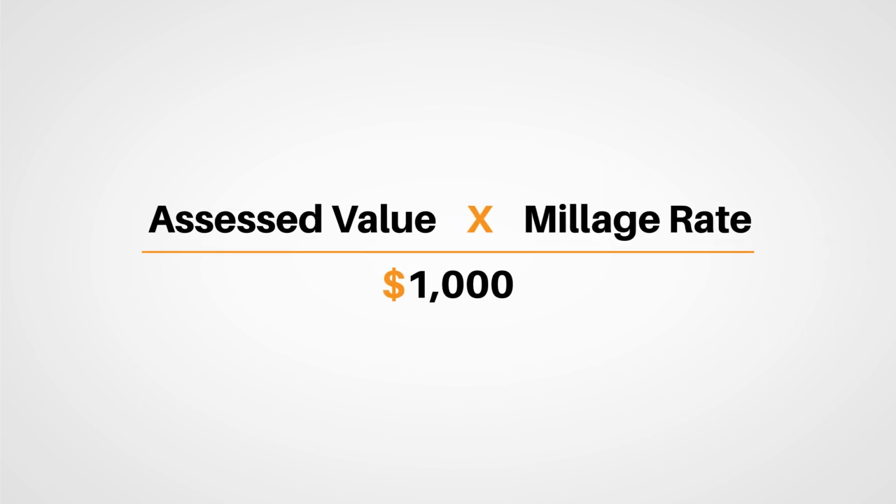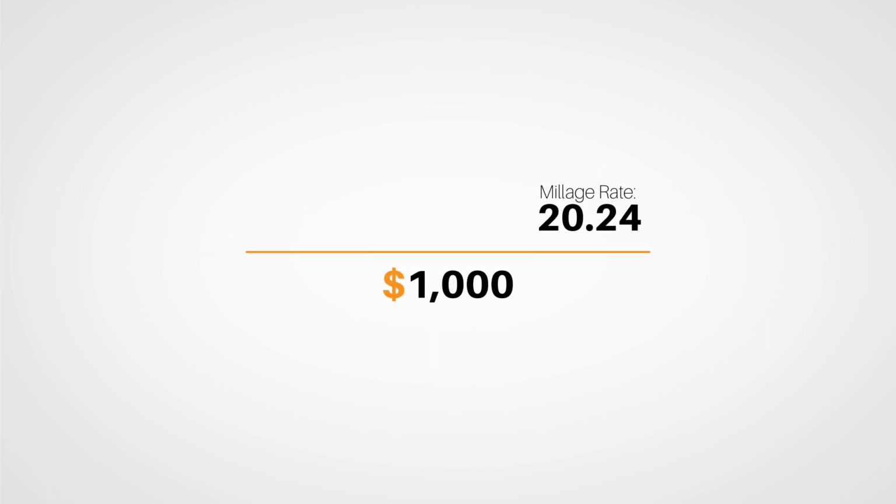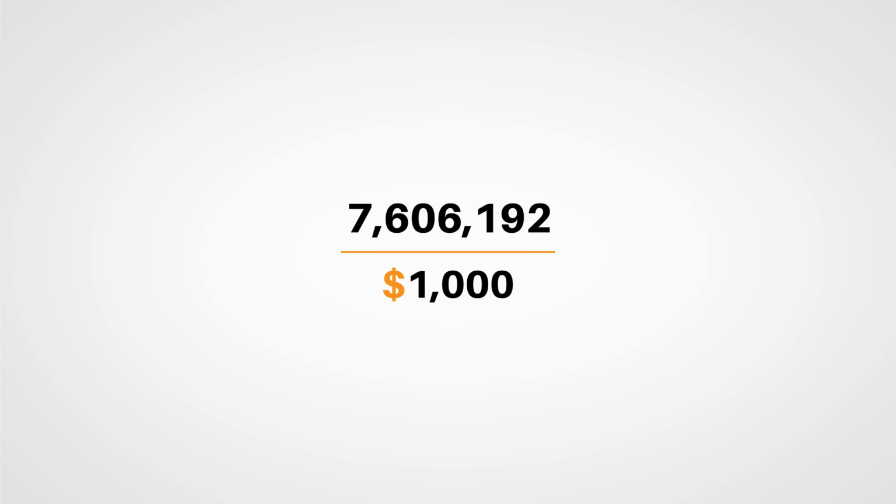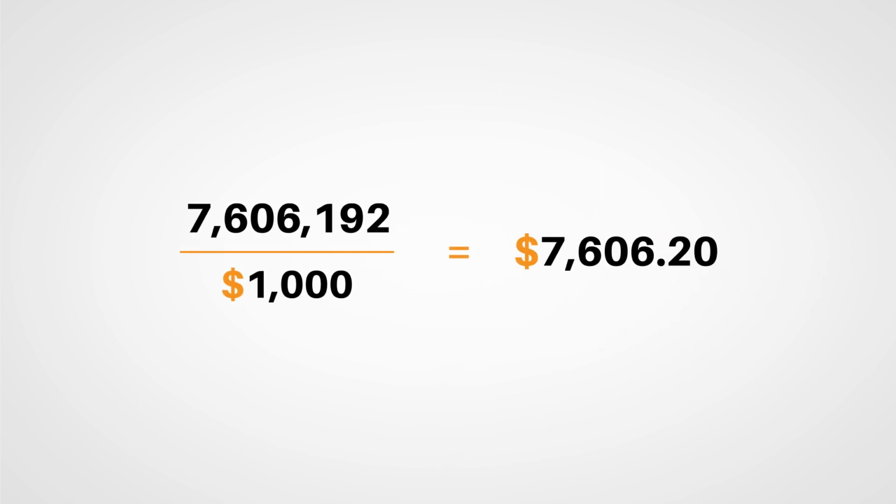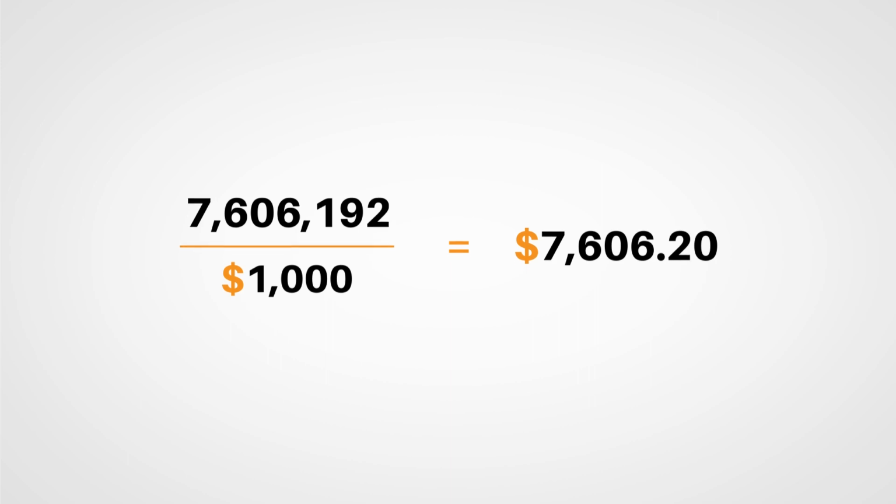Let's assume that the millage rate for a certain municipality is 20.24, and the property is assessed at $375,800. To figure out the taxes owed by the property owner, we start by multiplying the assessed value by the millage rate. This gives us $7,606,192, which is then divided by 1,000 to get the property tax amount. So the property owner should owe the local municipality $7,606.20 in taxes, rounded up, of course.